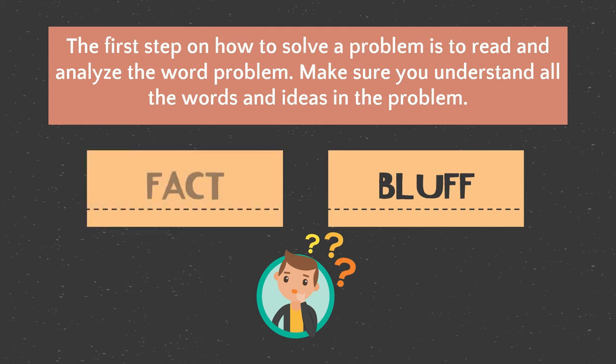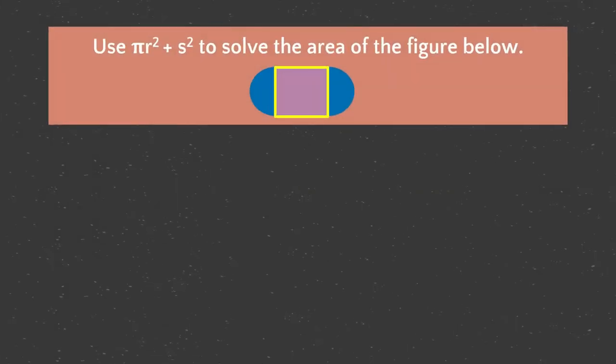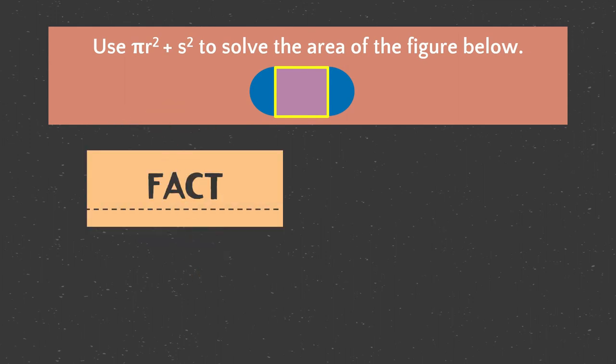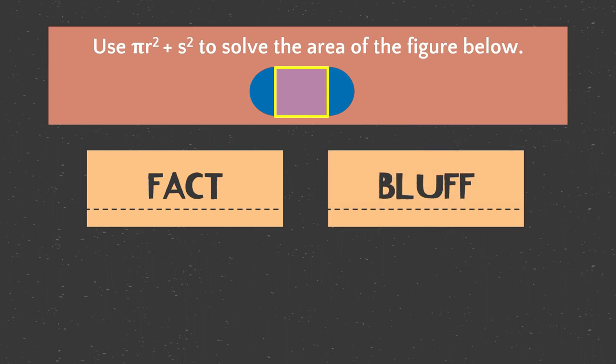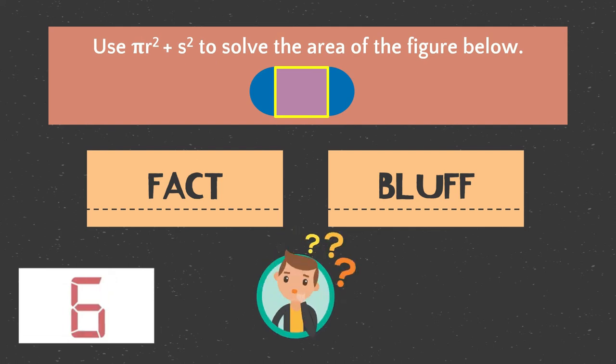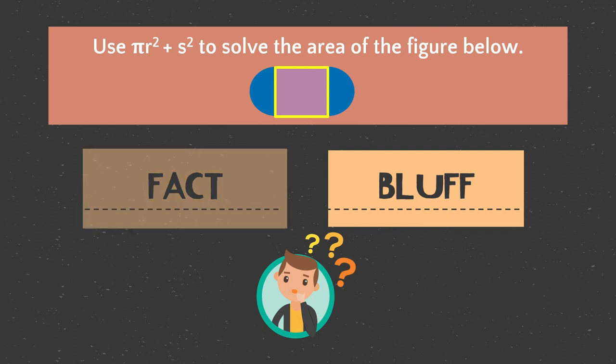Use pi r squared plus s squared to solve the area of the figure below. Is it a fact or a bluff? Type your answer in the comment section. The answer is a fact.